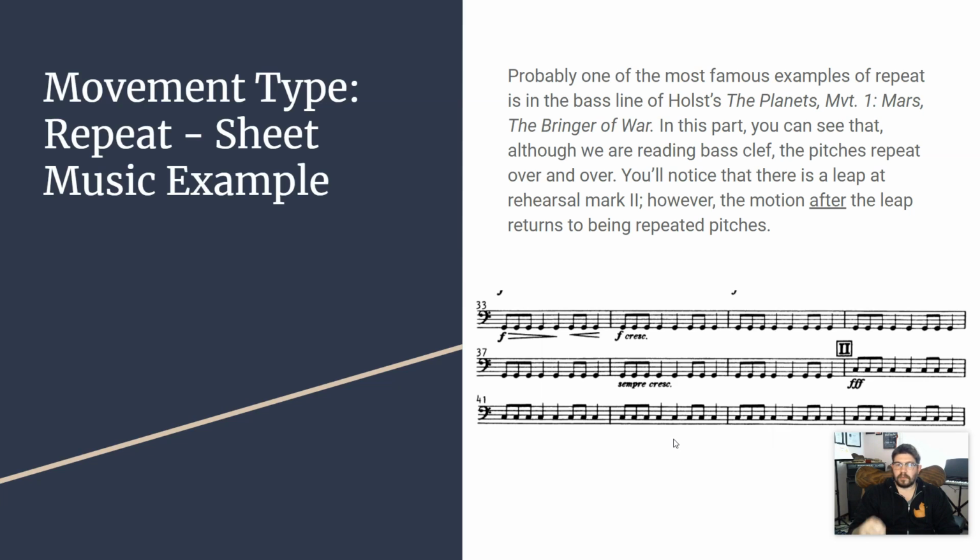Now at rehearsal mark number 2, that Roman numeral right there, yes, we do leap up. So between those 2 notes right there, that G at the bottom of the staff, because remember this is bass clef, up to that C right here, we do have a leap. So that one particular spot is a leap. Everything else, though, is repeats because it stays exactly on the same pitch. So I would really recommend that you take a look at this one. It's a really neat piece to listen to, and you'll hear a lot of really cool stuff in there.